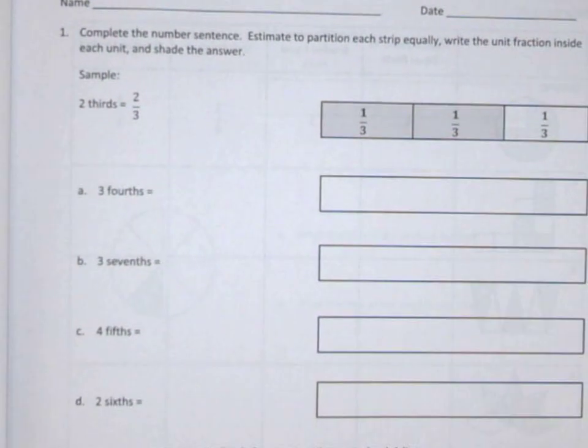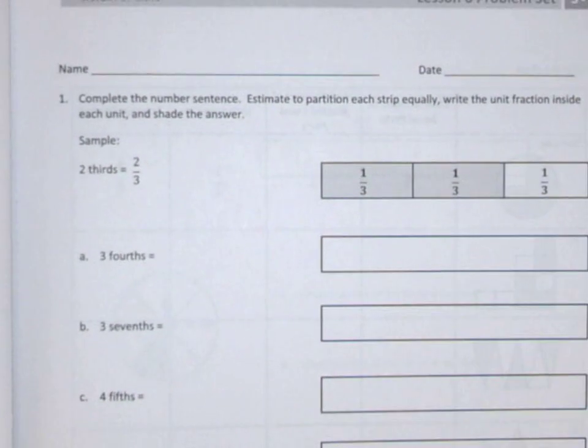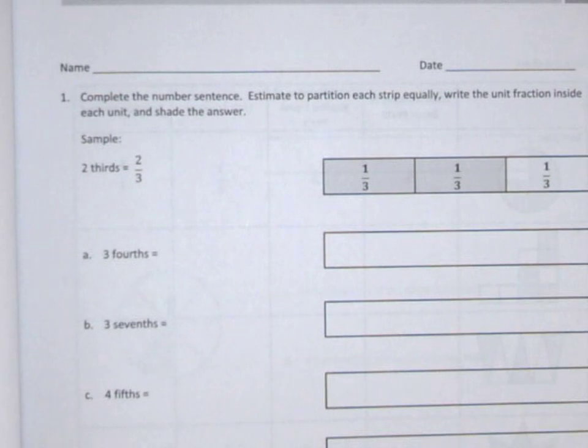So now, let's start working on our problem set. Take a couple of seconds to read your directions, underline important words.